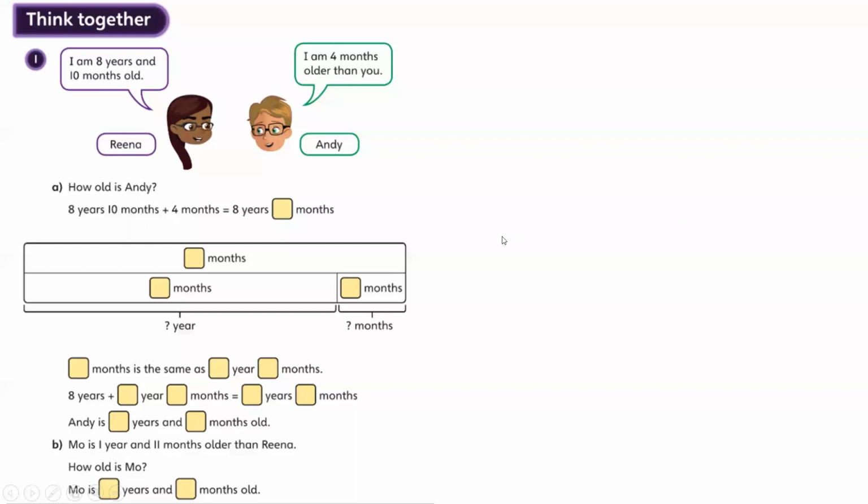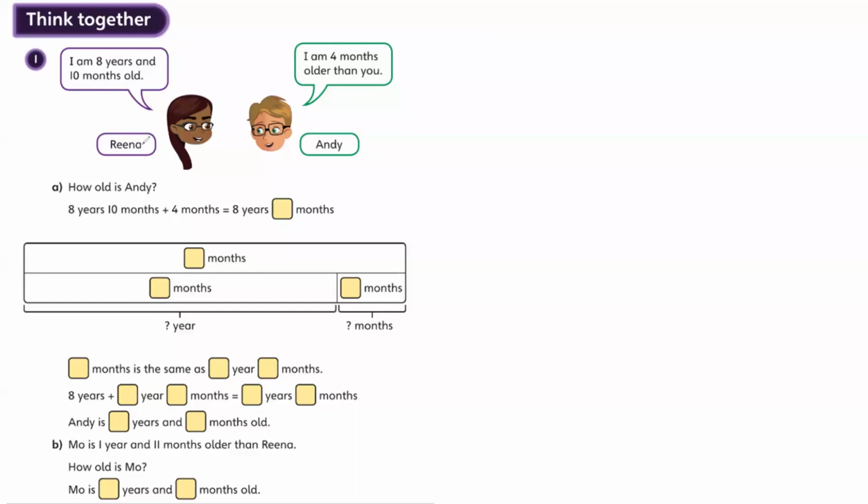Right, now we're going to look at this question, question 1. We have Rena and Andy. Rena is 8 years and 10 months old, and Andy is 4 months older than Rena. So we want to work out how old Andy is. And this is when I need to get a pen.